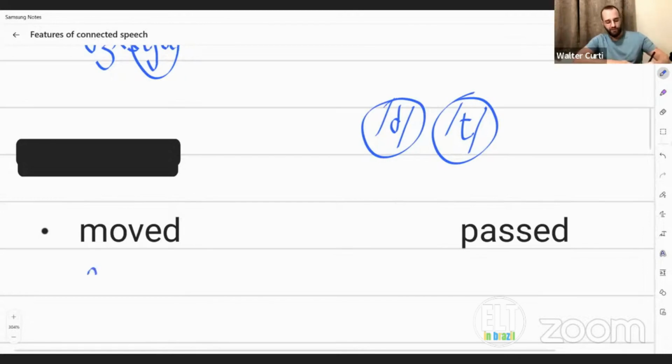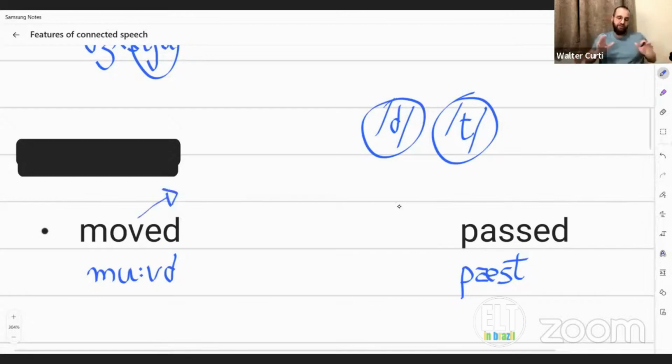So phonemically it would be "moved," long U sound, D sound, and in the other one, it would be, yes, "passed," with the T sound. The reason is, if you remember from Bruno's lesson, the V sound has voice.